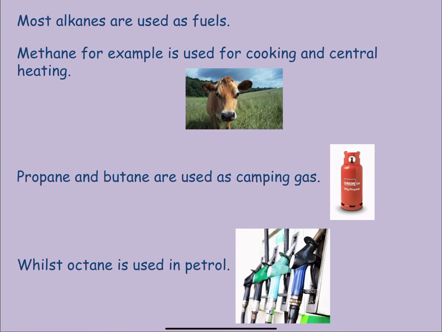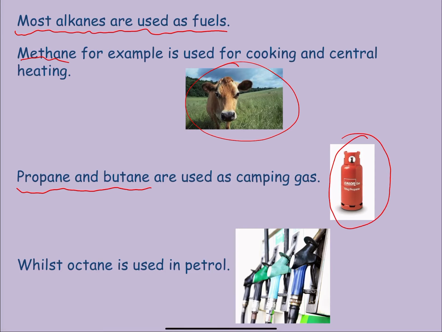So last slide I think this is. So what I would do is just remember at least one alkane and a use for that alkane. So methane, we all know, there's a picture of a cow here because cows fart out methane. Methane's also used in cooking and central heating. It's the gas that comes out the gas tap in the lab. Also propane and butane are still gases. They are used in caravans and camping gases. You may have seen these canisters before outside a caravan.